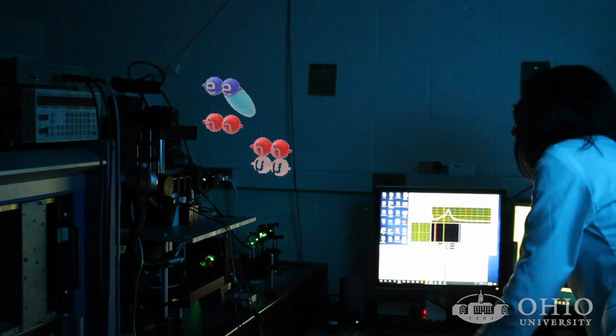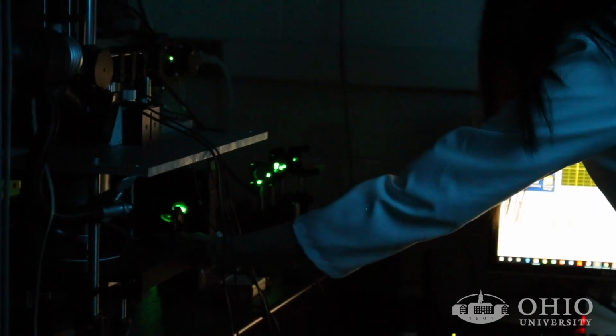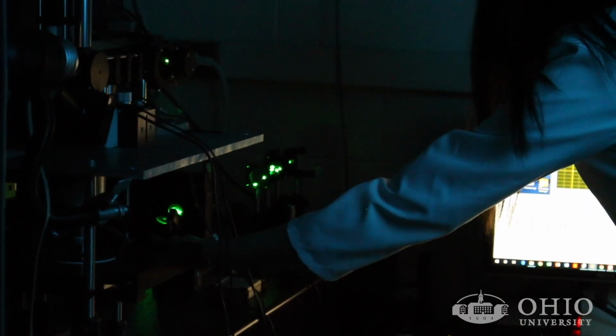I have learned to grow two-dimensional material and how to characterize them using photoluminescence and Raman spectroscopy. Photoluminescence, or PL, is photon emission from material that is the result of optical excitation of the electrons in the material.